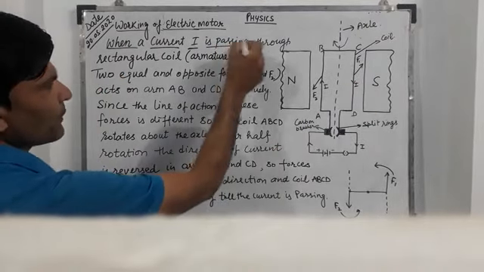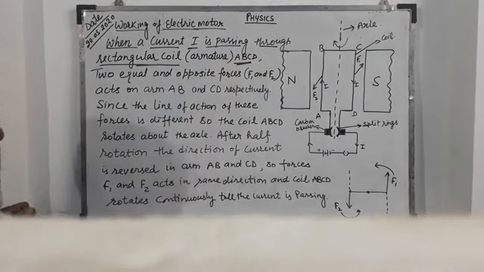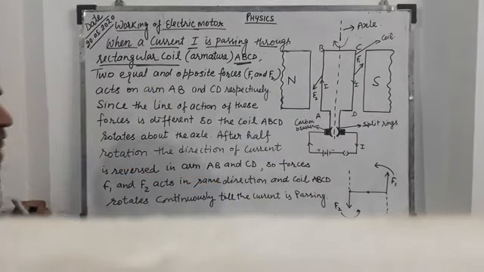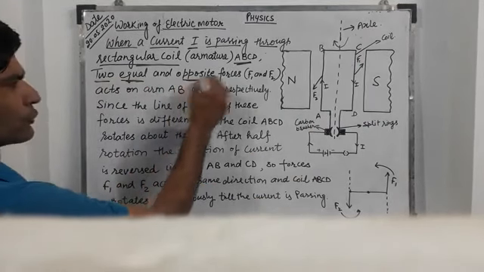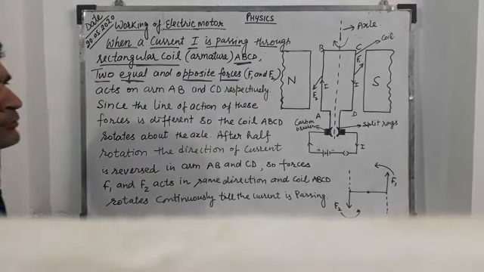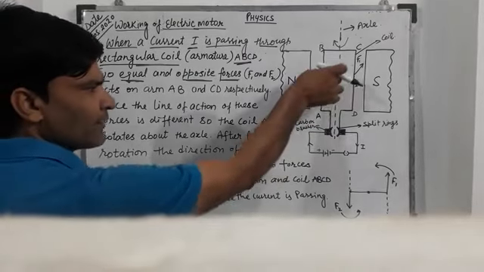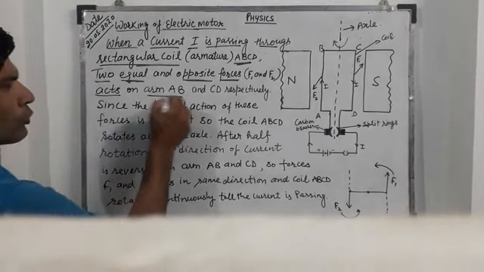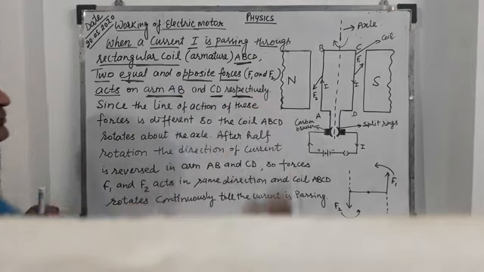In detail, when a current I is passing through the rectangular coil ABCD, which is also known as the armature, two equal and opposite forces, F1 vertically upward and F2 vertically downward, act on arms AB and CD respectively.